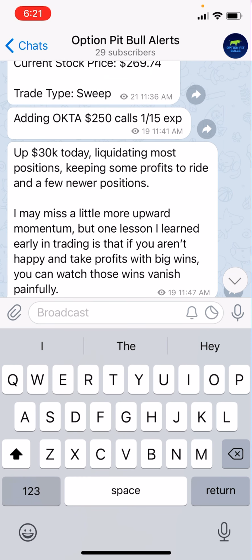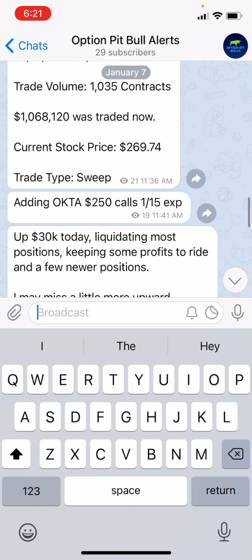Let's see here, at noon yesterday, I let everybody know I'm up 30K for the day, so I'm selling everything. I'm happy with that. I kept a few to let some profits ride. I said I may miss a little bit of upward movement, and that's okay. One thing I learned in trading is that if you don't take profits on those days where you're up 30K, you can quickly watch all those gains vanish.